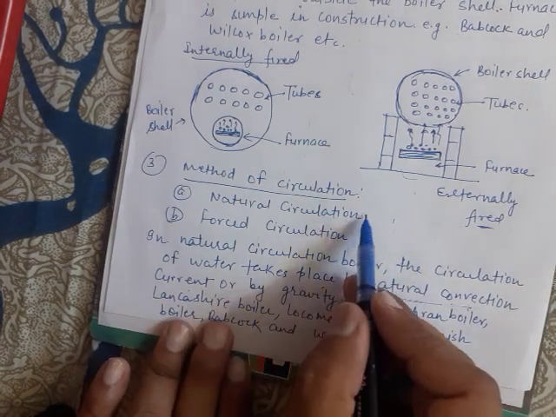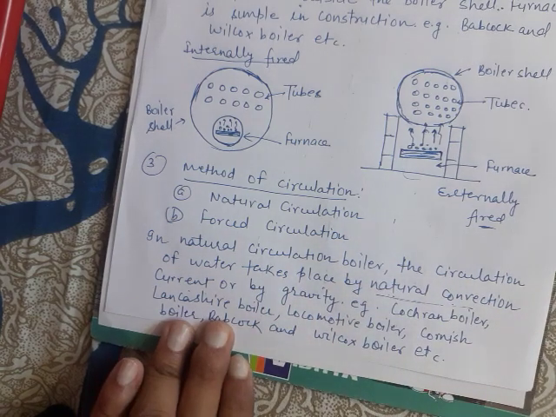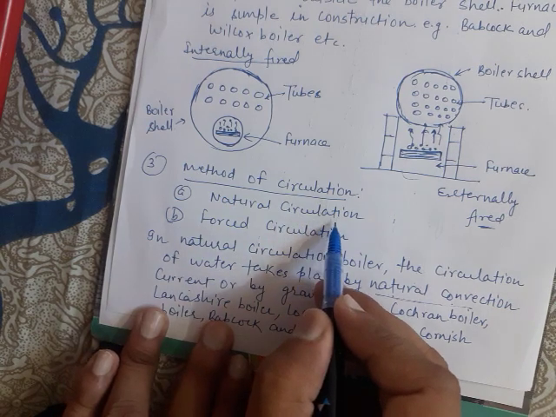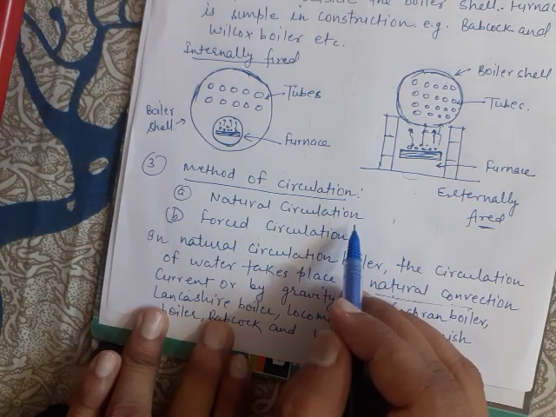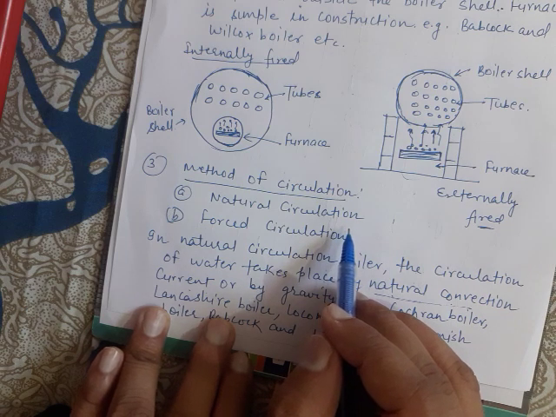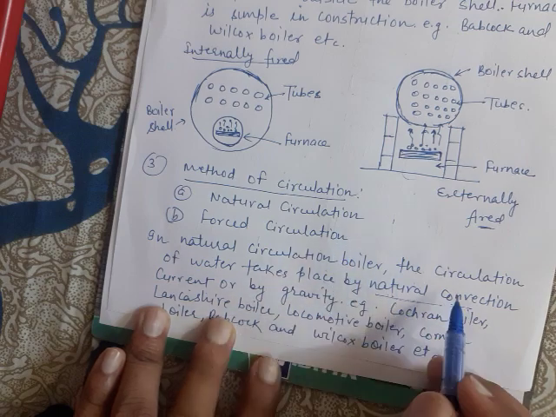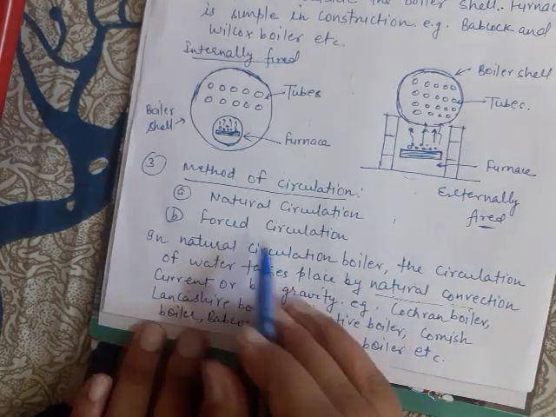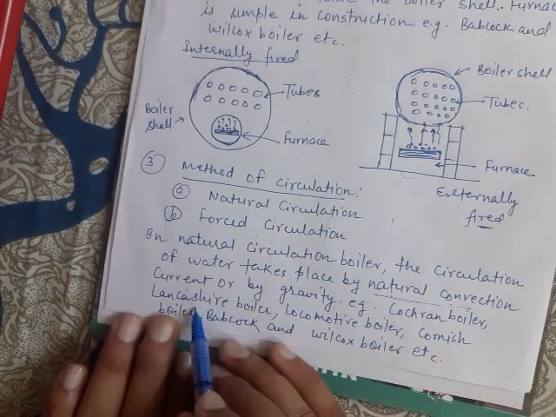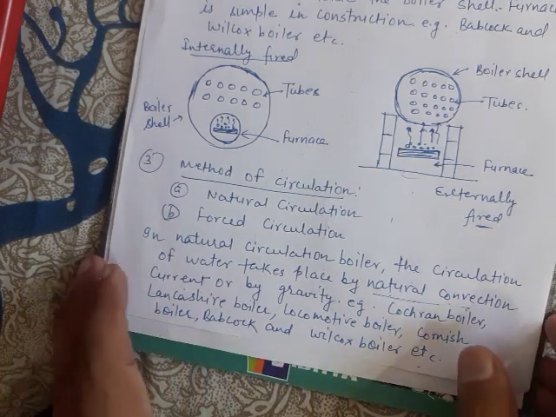So in natural circulation boilers, there is no use of a pump for circulation of water inside or outside the boiler. Please note, the circulation of the water inside the boiler takes place either due to the natural convection currents, that is due to the buoyancy, due to the density difference of the water, or as a result of gravity. The examples of natural circulation boiler are Cochran boiler, Lancashire boiler, locomotive boiler, Cornish boiler, etc.